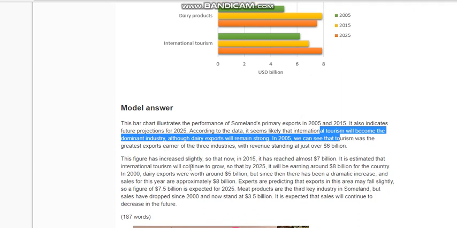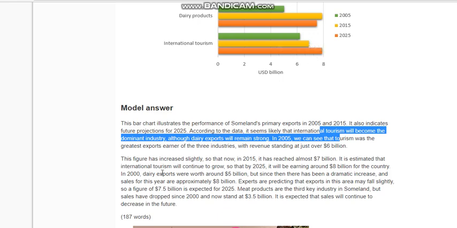This figure has increased slightly, so that now in 2015 it has reached almost 7 billion. Okay. It is estimated that international tourism will continue to grow, so that by 2025 it will be earning around 8 billion for the country.